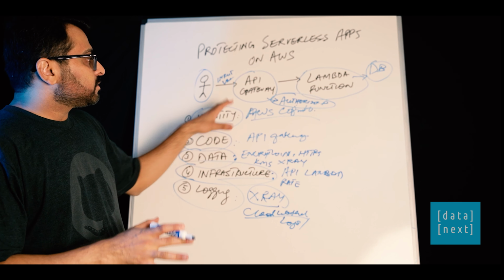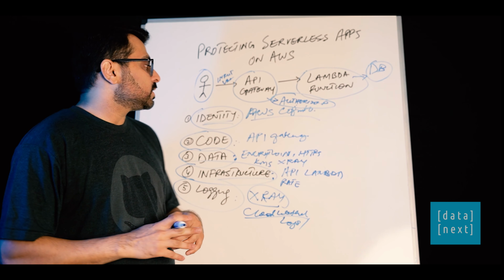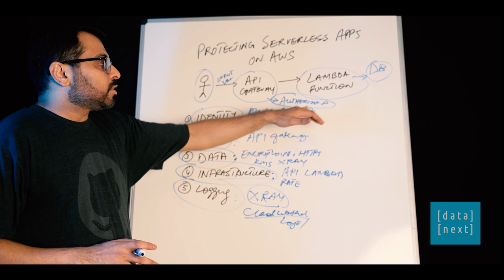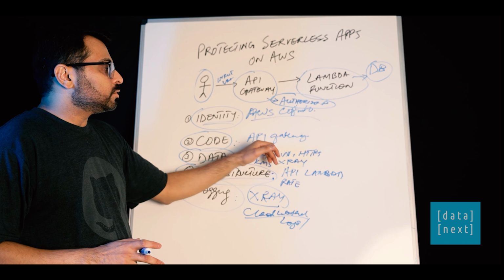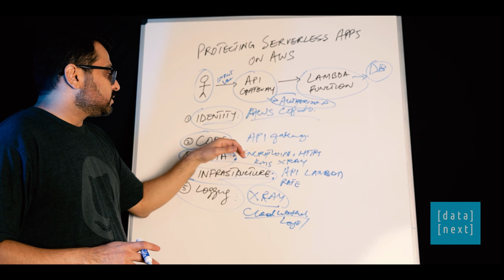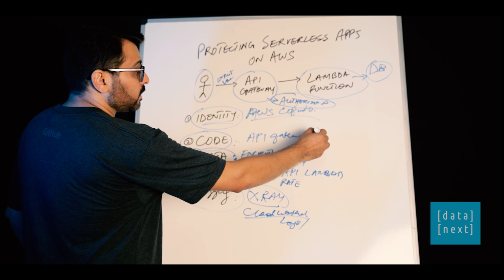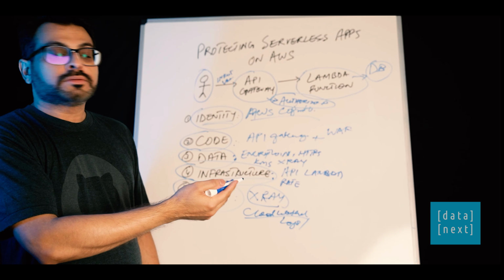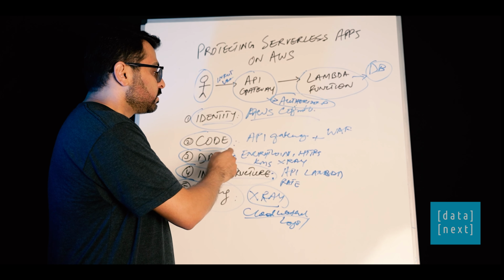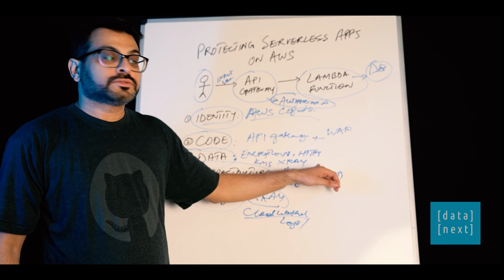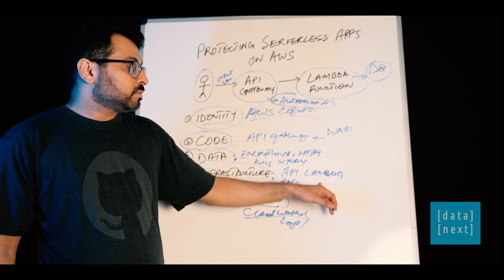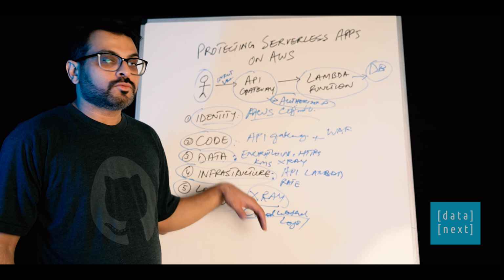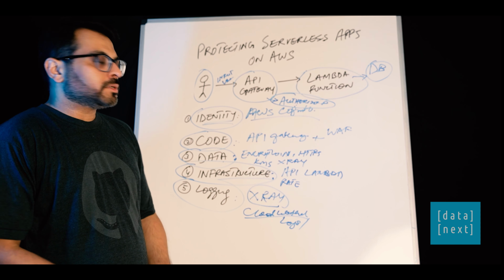So in a nutshell, that's how you protect your serverless application. You have to protect your identity, who is calling your APIs. You can use Cognito or an authorizer. You can protect your code using input validation and X-Ray and other things. Also, there are a few things like WAF, firewalls, and other services from AWS. For data protection, again, make sure encryption is enabled everywhere. For infrastructure, you can enable rate limiting. And for logging, you can use services like X-Ray, CloudWatch, and other services.